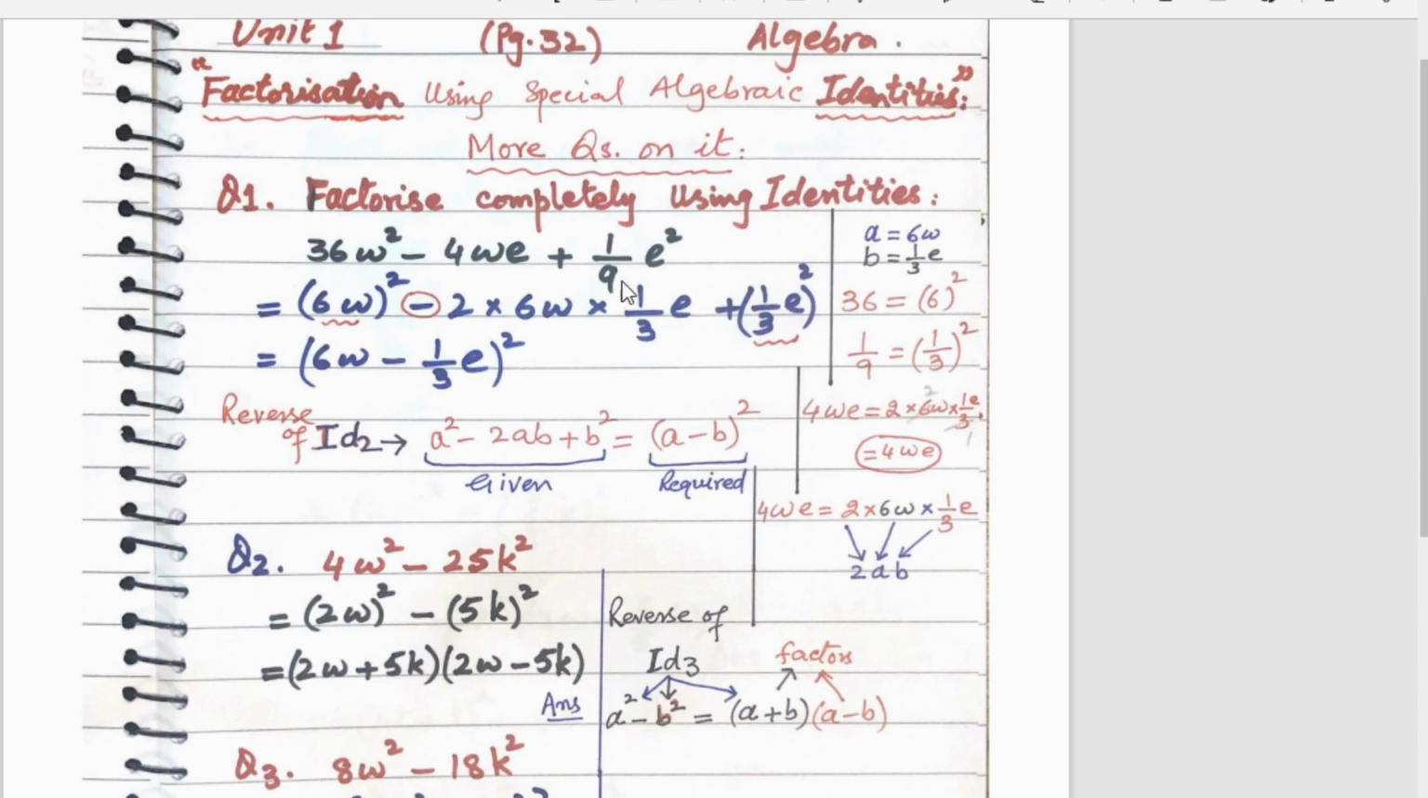Now 1 by 9, e square is also in the form of square. So 1 by 9 can be written as 1 over 3 square, because square of 1 is 1 and square of 3 is 9. It means 1 by 9 can be written in the form of square as 1 by 3 square. Now square is at the brackets, and this square is the square of all the terms inside the brackets. Now we have enclosed 1 over 3e inside the brackets and wrote square at the top.